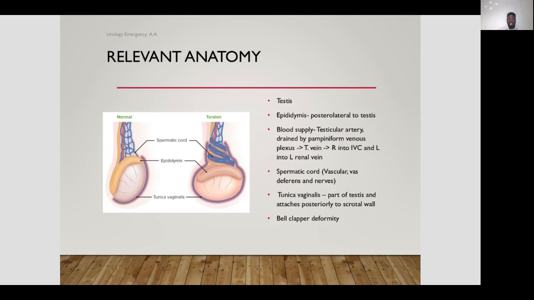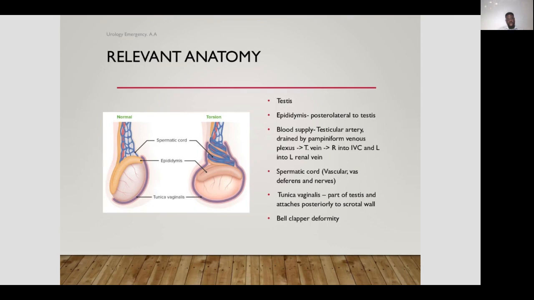The tunica vaginalis covers most of the testis, but doesn't cover the whole of the testis. It covers just the anterior and lateral part and leaves the posterior part for the attachment of the testis to the posterior wall of the scrotum. This attachment prevents the twisting and untwisting of the testis itself.